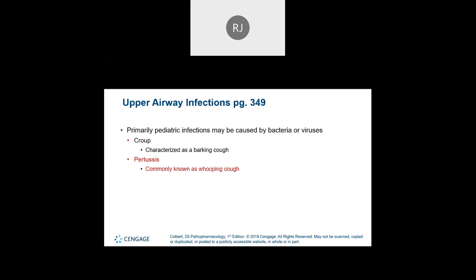Pediatric infections may be caused by either bacteria or viruses. Two conditions that are pointed out are croup, which is characterized by a barking cough, and pertussis, more commonly known as whooping cough. I mean, we always used to say, when my kids were little, they always had whooping cough. They started to have that barking cough, even though they didn't have croup. Pertussis has had a comeback in the U.S., and providers have recommended boosters for parents and immunization vaccines for children for prevention.